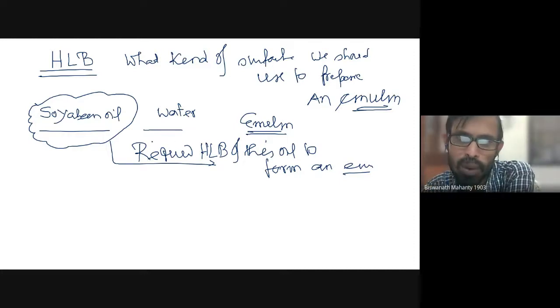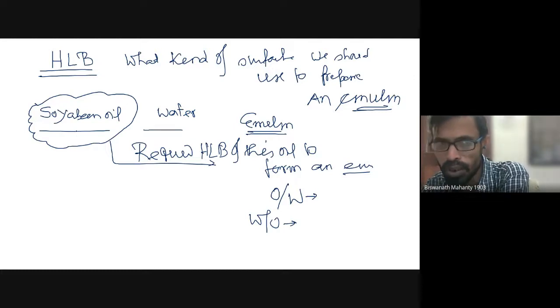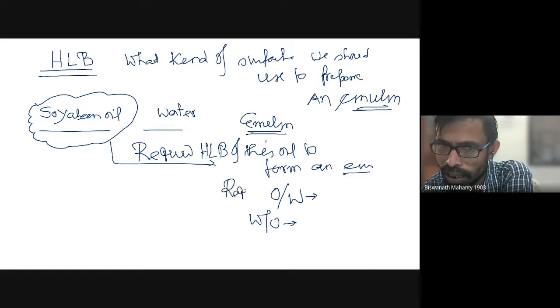Now, we are going to have a soybean oil and water emulsion. The first question is, what kind of emulsion are you going to prepare? This is the first question you should ask, because you may prepare an oil in water emulsion or a water in oil emulsion, but both are definitely not the same. For soybean oil to be part of any emulsion, it has a required HLB value. We will get it from literature. Of course, how the literature gets it is a different question, which I will come to later.